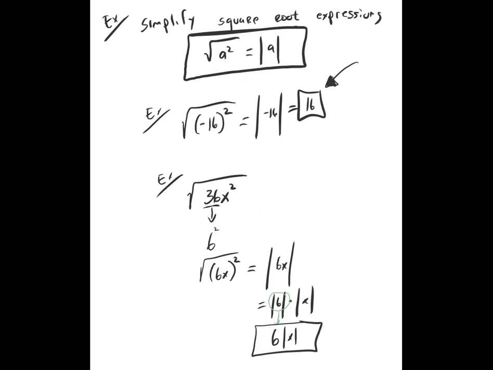So the only time the absolute value stays on there is if you're working with the letter. But if there's a number on the inside, well, then you actually do the number, and you can see the absolute value is gone. So does that make sense and answer that question for you?